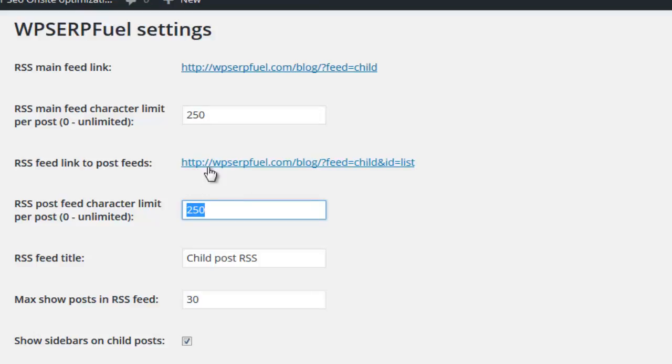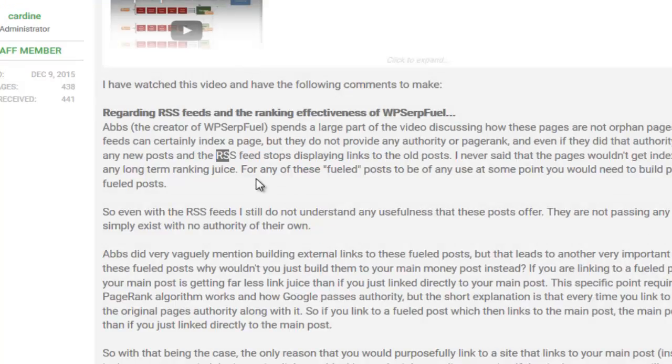In fact, wpserpfuel creates another RSS feed, which I haven't even mentioned, which goes out there and lists all of the other RSS feeds as well. So RSS feeds do actually work really well, especially if you know how to work with them. And we use RSS feeds to link out from our posts. When we do link out to these RSS feeds from our posts, Google finds them, they find the fueled pages, and they actually end up on our post again.